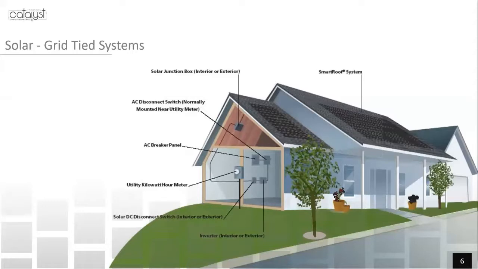When the home or the solar is producing more power than the home is consuming, that excess power gets backfed onto the network. And I'm just going to grab my laser pointer here real quick, just to give you an idea of this single line diagram. So this is a typical grid-tied system. You have your modules or panels on the roof.